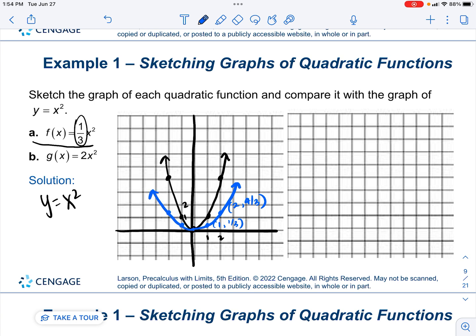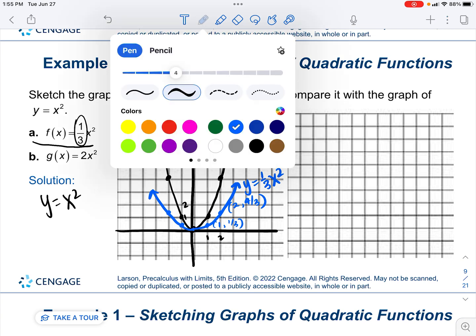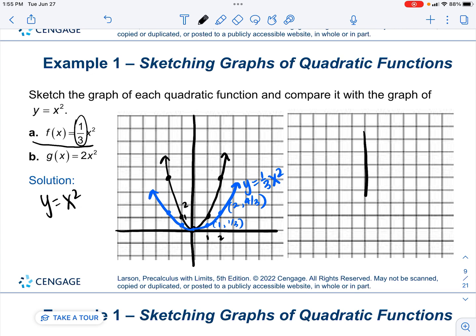All right, so that is my y equals 1/3 x squared. So you see when the 1/3 is out in front, it's going to make it shorter. It's a vertical compression or like a vertical shrink. The next one, you can graph that parent function every single time if you want. I like to have that as like my guide. This is just my regular y equals x squared without any transformations on it.